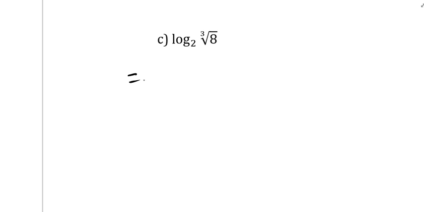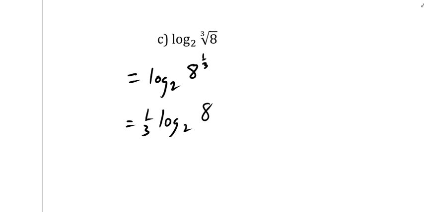Okay, so here's one way. A few people came up with this. Log base 2 rewrote 8 to the 1/3. And that makes this 1/3 times log base 2 of 8. Now log base 2 of 8 is 3. So you could evaluate that to 1 there. That would be fine. But you could also use one more log law to go log base 2 of 2 to the 3, because 2 to the 3 is 8.